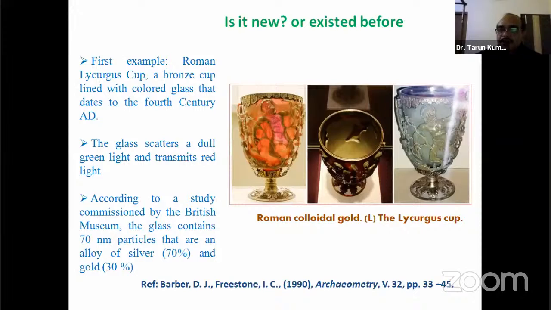So that means it indicates that people used it much earlier, but maybe without knowing the thing. They developed something, they got different colors, they made this one, but without knowing what it is. But after Feynman, it got impetus.